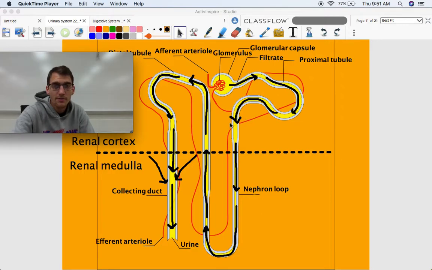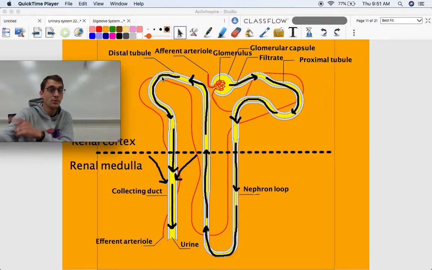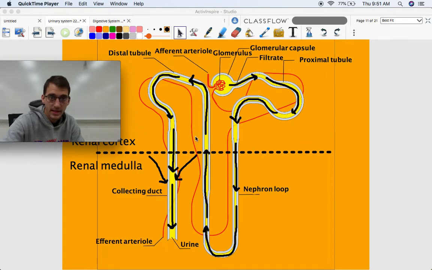What's filtered out from the glomerulus travels through the medulla, and this is where the kidneys are going to decide what do we keep, what do we not keep, and it's going to use concentration gradients to do that. So it goes through the nephron loop, and then it passes back into the renal cortex and passes into what's called the distal tubule. Remember, proximal, distal. The distal tubule then descends into what we call the collecting duct, and a lot of different nephrons deposit all into communal collecting ducts.